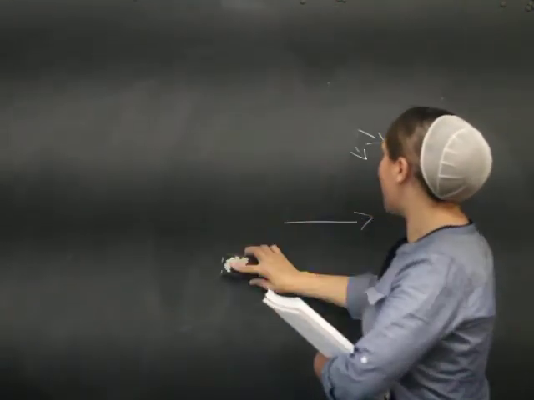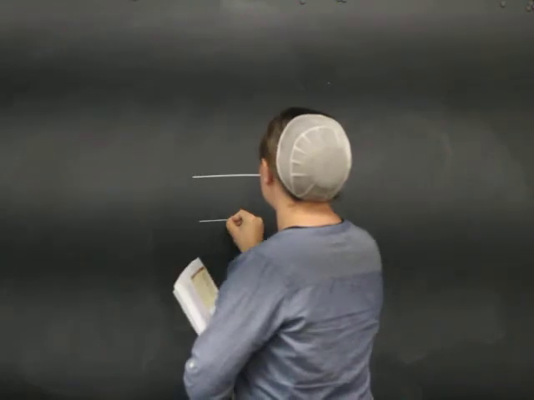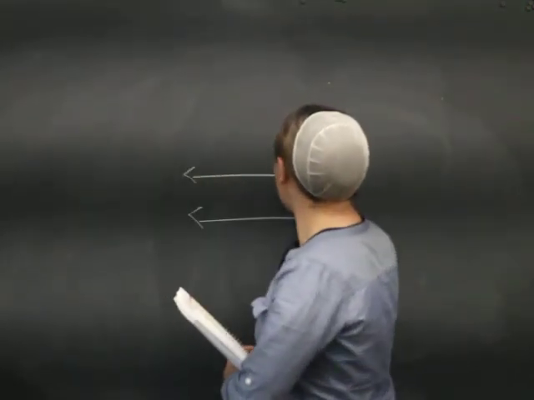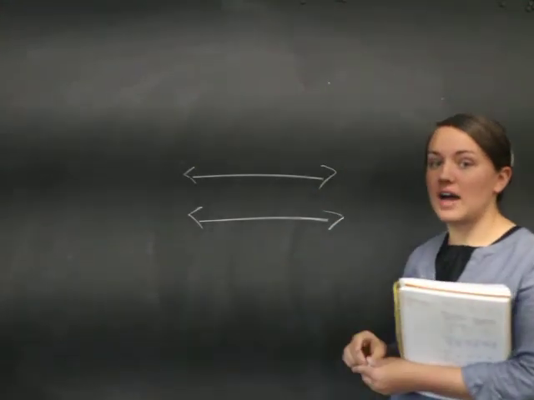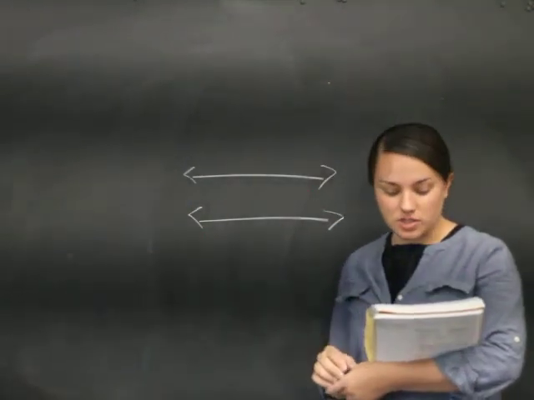And last of all, we have parallel lines. Now parallel lines are lines that never intersect. They do not have an intersection. Okay, they just run beside each other, and we call that parallel, okay? Those are parallel lines. They just run together beside each other, but they don't intersect each other.